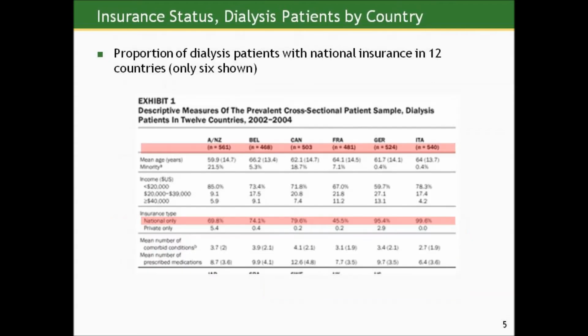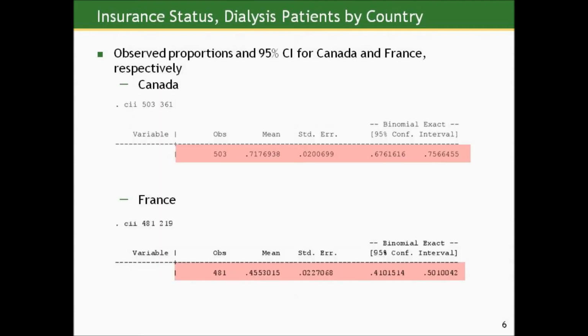Recall this example we worked with before. Let's put it all together in a country-by-country comparison. We were looking previously in Lecture 3 at an example looking at the proportion of dialysis patients with national insurance in 12 countries, where we had samples of such patients collected from each country. And again, I have this snippet that shows 6 of the 12. Suppose we wanted to compare the proportion of such patients with national insurance between Canada and France.